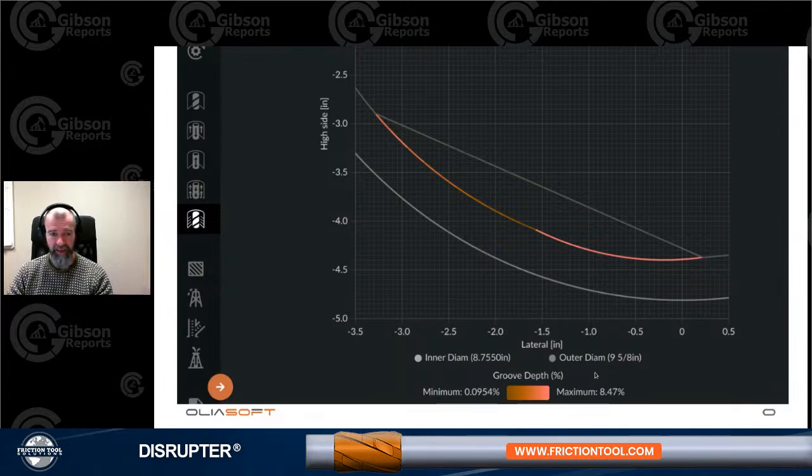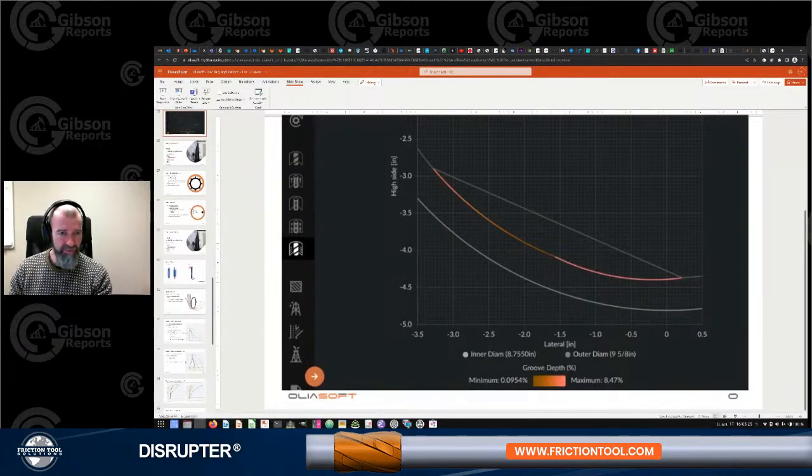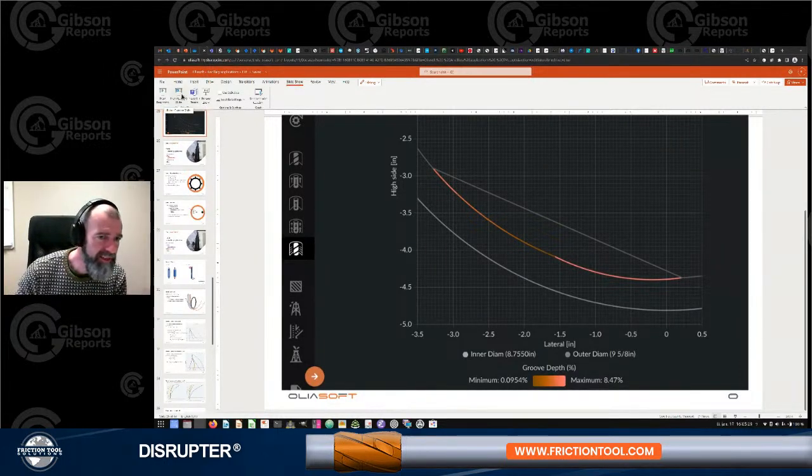So you don't necessarily want to be too conservative when you do wear analysis, because you are basically, sorry about that.